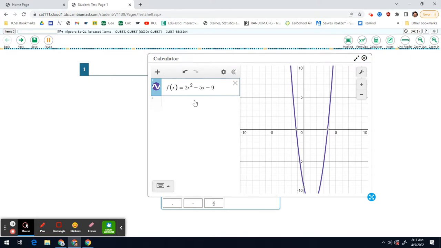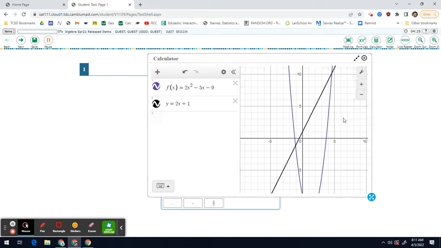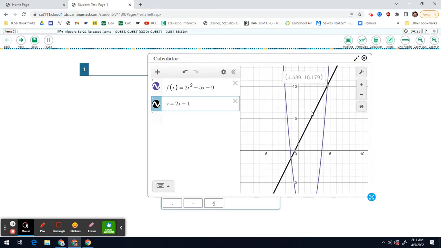You can make this a system, right? If you have two equations, so like y equals 2x plus 1. Notice here, if you hover over the points where they intersect, again, you have to move the graph, you can see where they do intersect here. Okay, so that's how you solve a system.